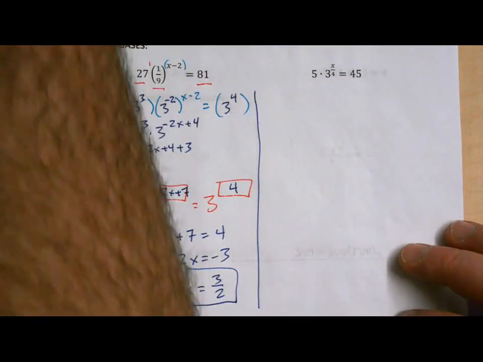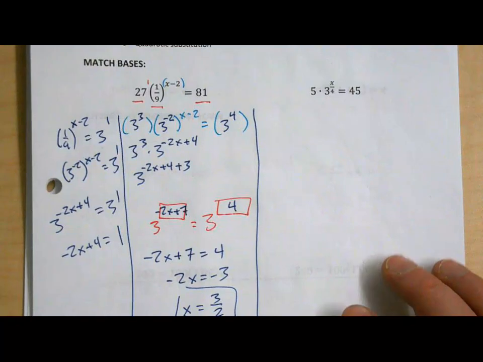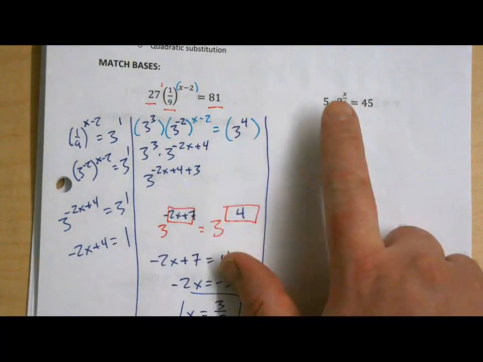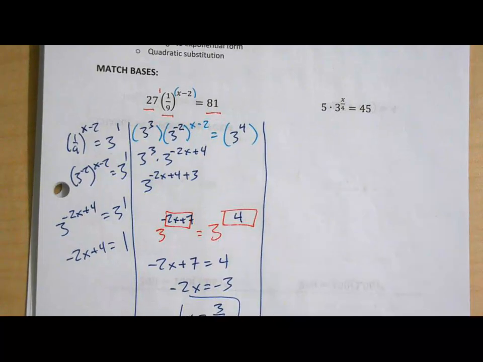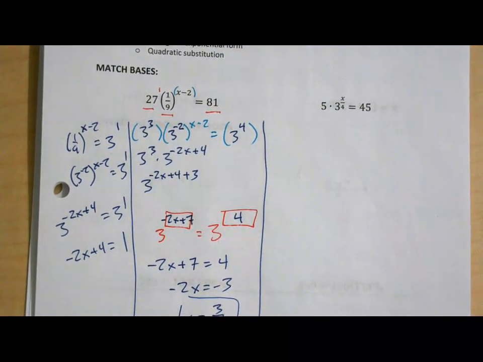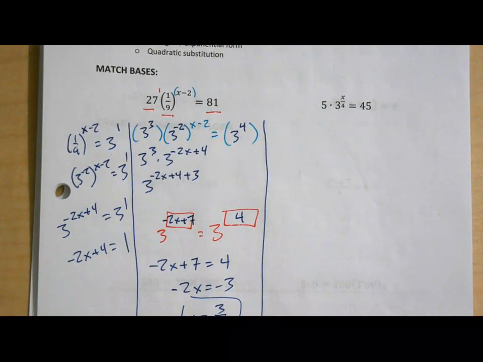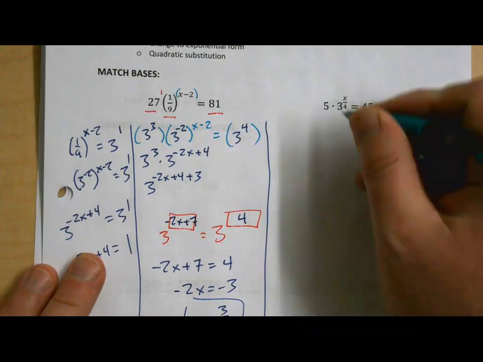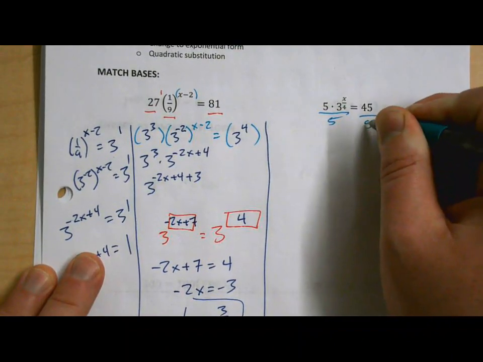Okay, let's do this one. Let's do it the fast way. Actually, I don't think we can do this the same way we did the last one, because when I look at 5 and 3 and 45, those are not all powers of something, right? There's not a common base there that we could use. So we're kind of stuck dividing here. So go ahead and divide by 5.